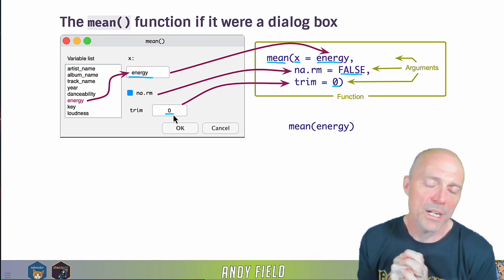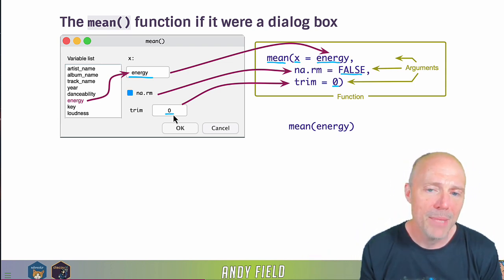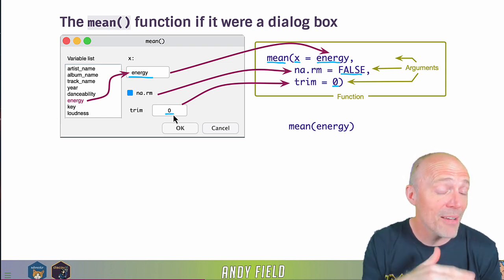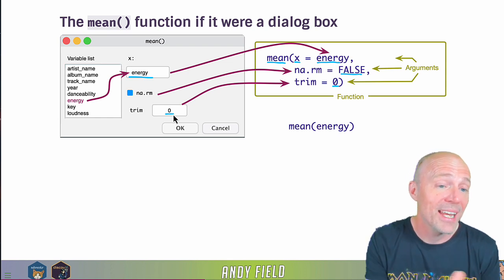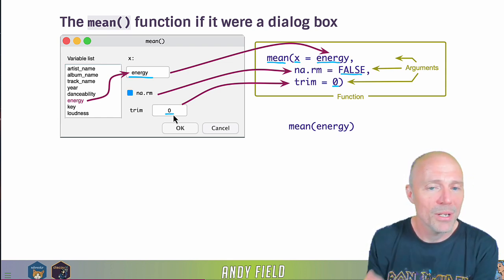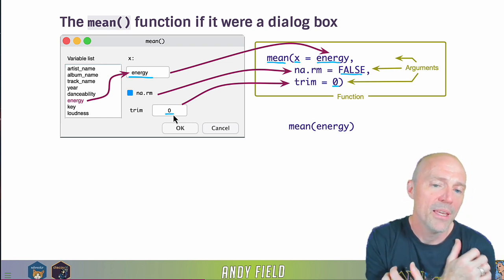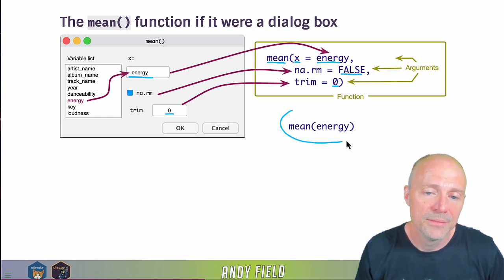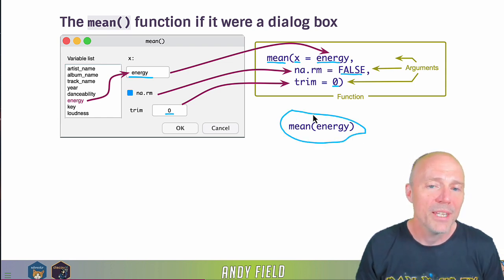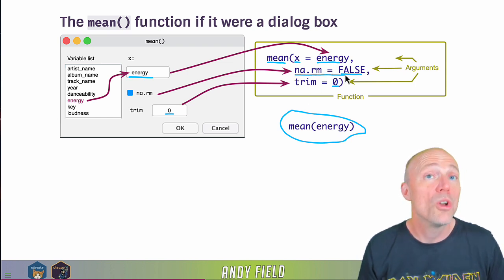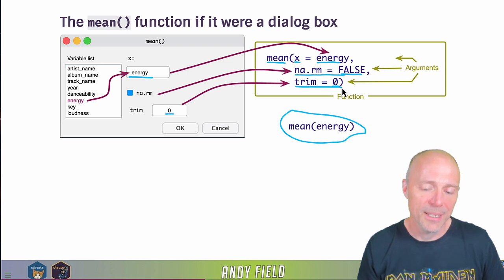Now, actually, all functions have default values. And in the case of mean, the default value for na.rm is false, and the default value for trim is 0. So if we just want the default values, just like in a dialog box, we can leave everything as it is. We don't have to tick the na.rm box. We just leave it blank. And similarly with our R function, we can just ignore it. We don't even have to type it. So if we just type this to get the mean of the energy scores, it will use these defaults. We're not going to remove missing values, and we're not going to trim the data.